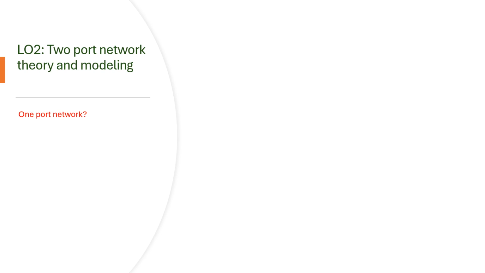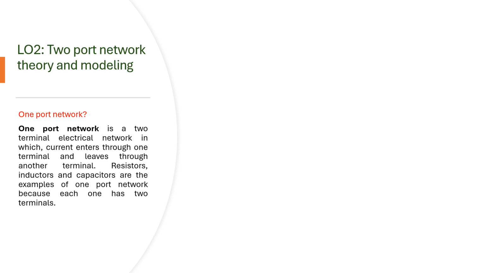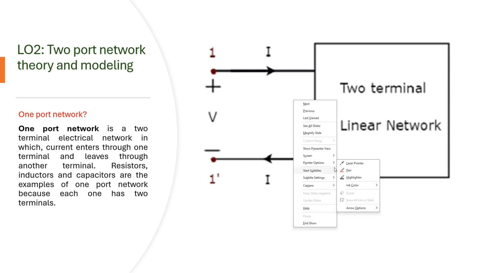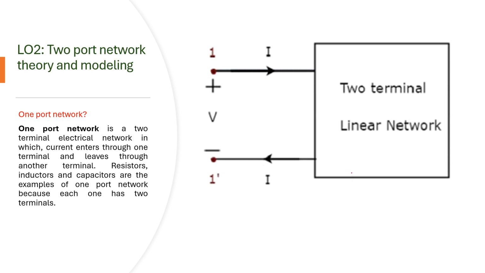So let us first understand what is a one-port network. So here I have shown a one-port network. A one-port network is a two-terminal electrical network in which the current enters through one terminal and leaves through another terminal. For example, a resistor.